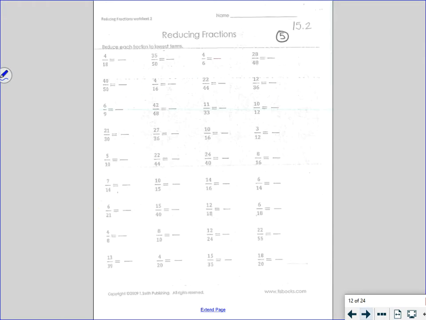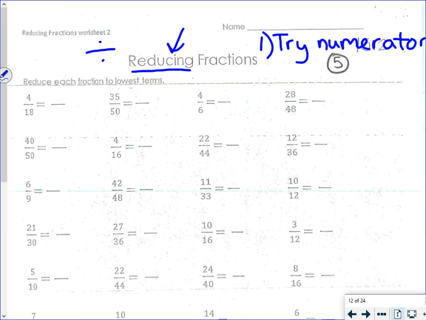Okay, so now we're reducing fractions. Remember, when we reduce, we divide. We want to get as simple as possible. So first step, try your numerator. Try dividing by your numerator. So this first one here, I'll zoom in. 4/18. I'll do a check mark for this one because we're going to do these ones together.